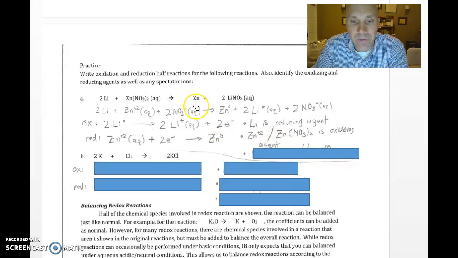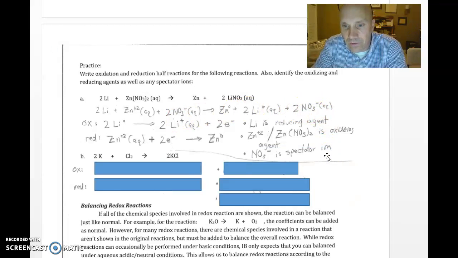And are there any spectator ions? Well, let's take a look at this reaction. Did anything happen, and was there anything in this reaction that didn't end up in either the oxidation or reduction? That would be the nitrate ions. So those are the spectator ions.